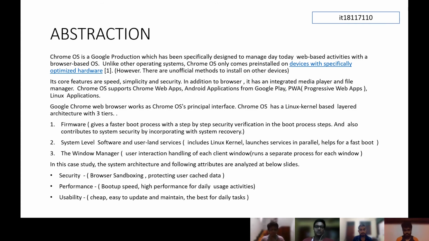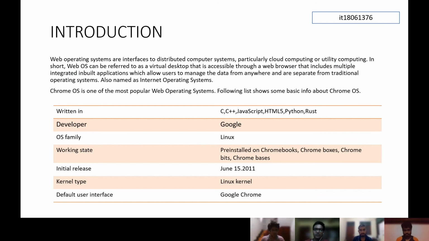Moving on to the introduction part, we can understand that Chrome OS is a web operating system, or more like an internet operating system, which allows users to manage data from anywhere, since web operating systems allow access through a web browser that includes multiple integrated built-in applications, so that the user can access them from anywhere.